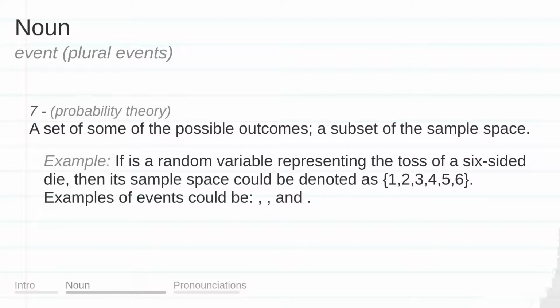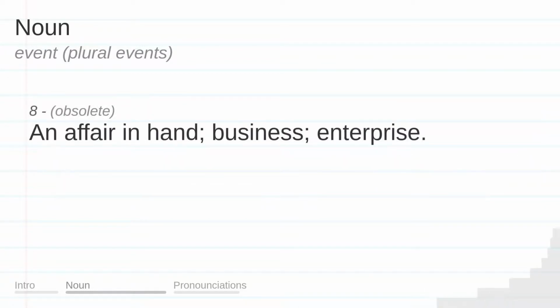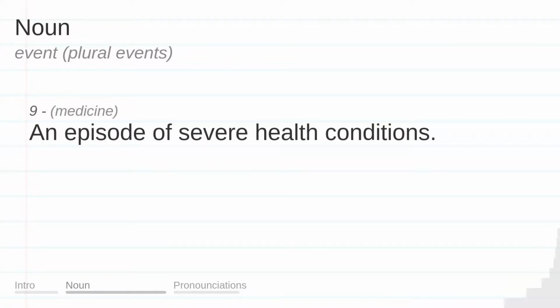A set of some of the possible outcomes, a subset of the sample space. Example: If X is a random variable representing the toss of a six-sided die, then its sample space could be denoted as {1, 2, 3, 4, 5, 6}. Examples of events could be: an affair in hand, business, enterprise, an episode of severe health conditions.